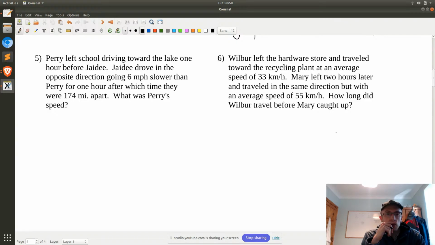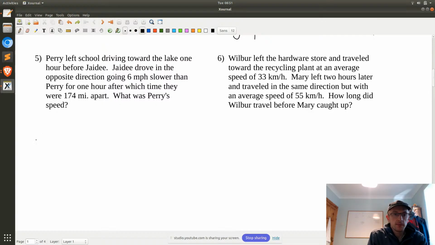JD drove in the opposite direction, going 6 miles per hour slower than Perry for 1 hour, after which time they were 174 miles apart. What was Perry's speed? First note, if you want to abbreviate miles in the middle of a sentence, I guess sometimes you have to put a little dot afterwards. I don't personally do that, but okay.